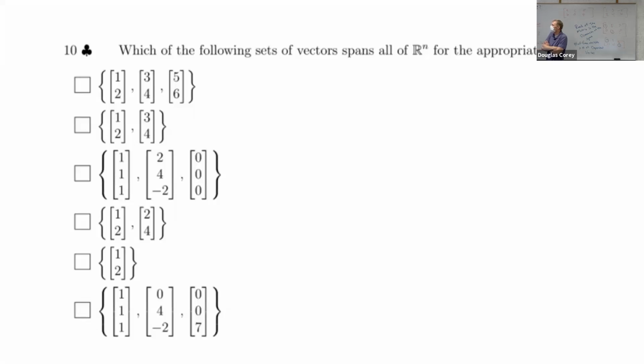see if you can come up with some that you know for sure, especially if you don't have to do the work. That's really nice, if you don't have to row reduce all of these. You might have to row reduce some, but some of these we can just look at and say, I know that spans Rn, or I know that doesn't span Rn.